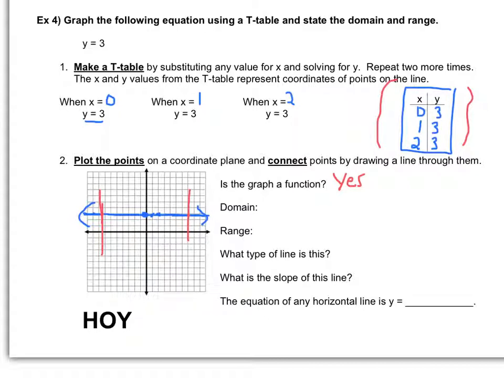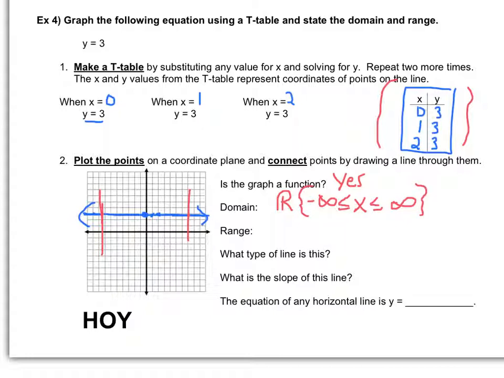Okay. Then the domain is your x values, your left and right, and because you have arrows here, that means the domain is any real number because you have arrows on either end. So it will keep going on. So again, it's all real numbers, or x is less than or equal to infinity, or greater than or equal to negative infinity. Again, using the set notation.